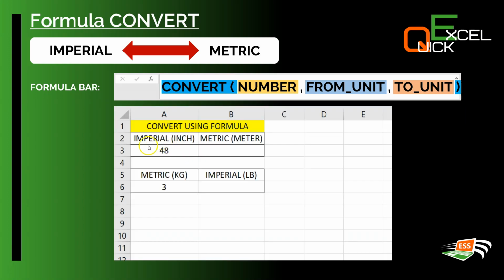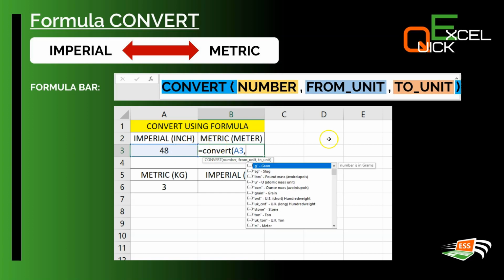So when we look at this example, we need to change 48 inches to meters. So in this box type equal to convert, open parentheses. The number you want to change is in that cell, so I'll refer to that cell, comma, and then what's nice is that you can just go down the list and look for your current value unit that you want to change from. So there we go, inch, double click on that.